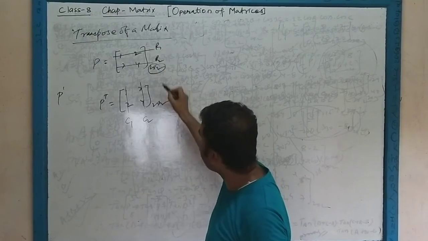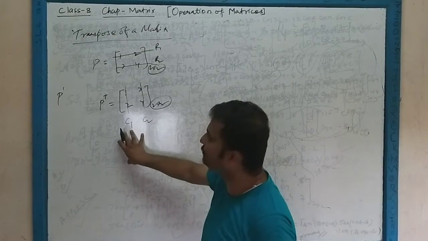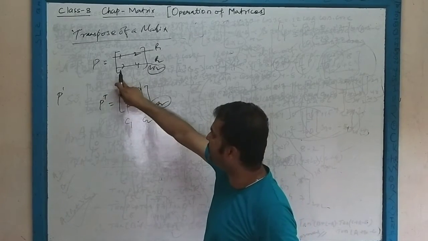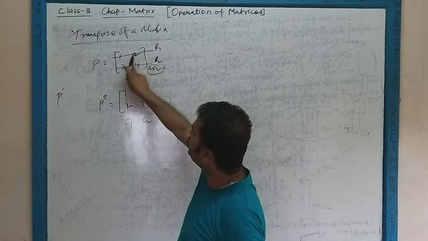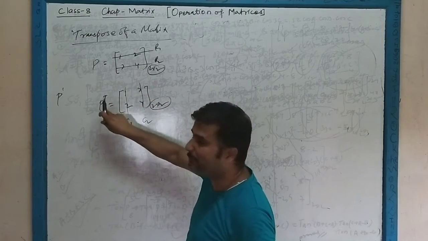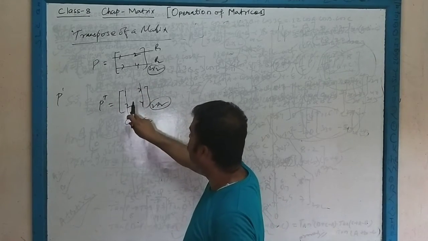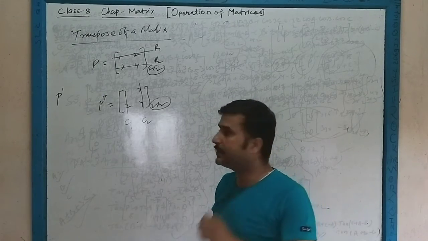Because it is a square matrix. So this is the transpose of matrix P. If P is a matrix 1, 2, 3, 4, then P transpose is 1, 3, 2, 4. So the matrix obtained after interchanging the rows and columns is the transpose.